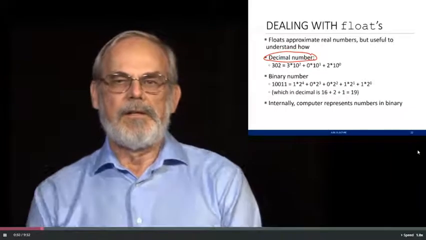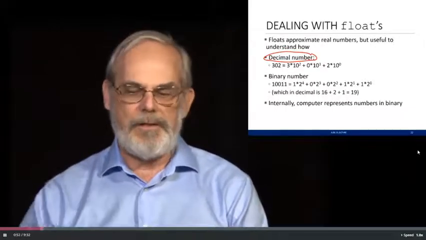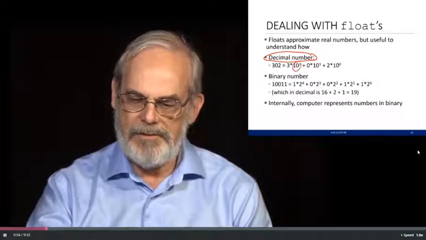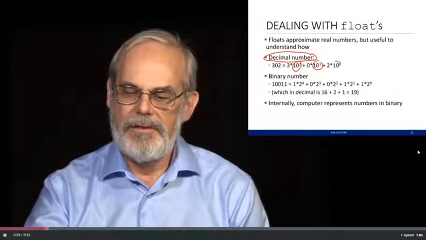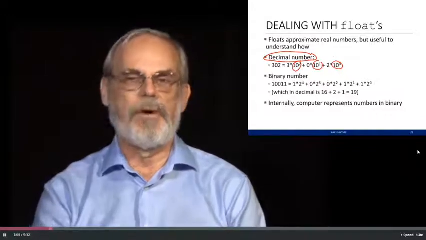Here's the basic idea. Let's start with a decimal number, the numbers you're used to dealing with. The number 302 is really 3 times 10 squared plus 0 times 10 to the first power plus 2 times 10 to the 0th power, or 1.